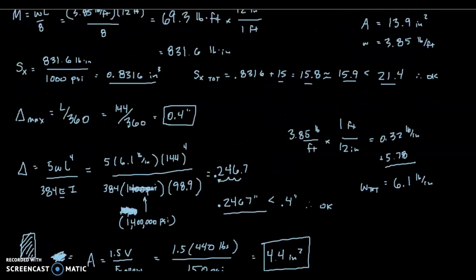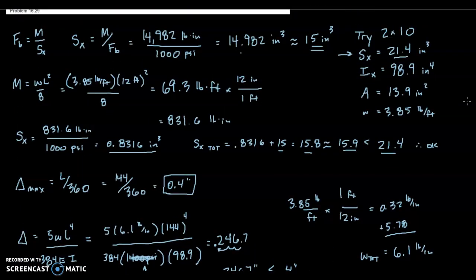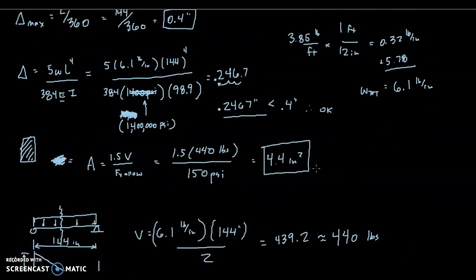Does our 2x10 provide adequate area? And it turns out a 2x10 has an area of 13.9 square inches. So this is much less than the actual area that's provided. So as usual, shear is not a concern. Shear is okay. So that means our 2x10 is okay.